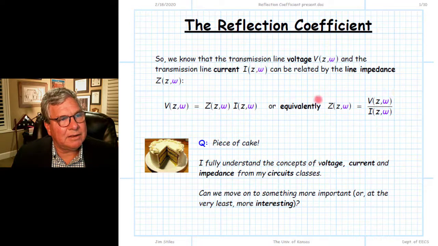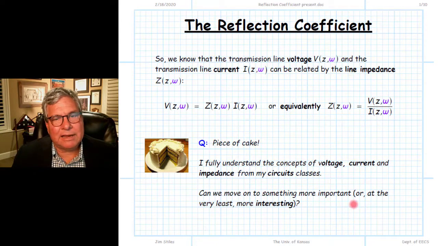Essentially, we define the line impedance function as the ratio of V to I, sort of an Ohm's law for the transmission line, but an Ohm's law that works on a point-by-point basis. In other words, for each and every location on the transmission line Z, there will be a line impedance value, and then that will constrain the ratio of the total voltage to the total current at that one point.